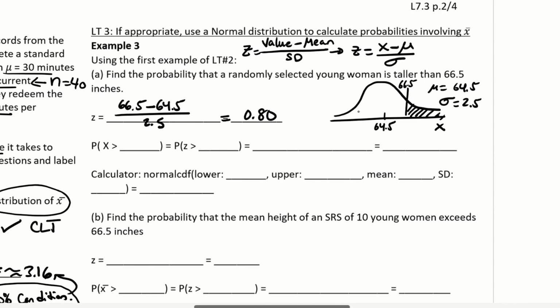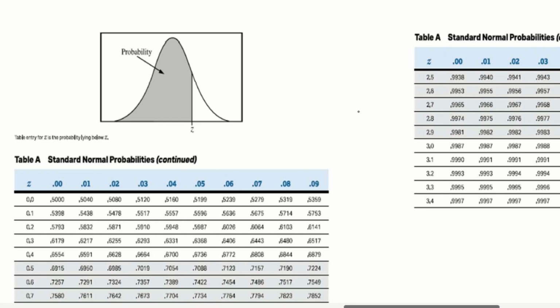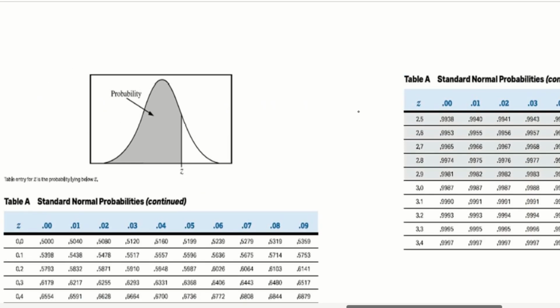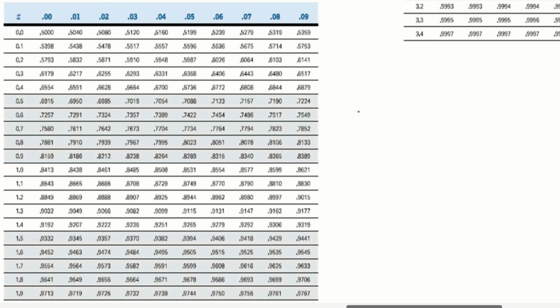So now the probability that x is greater than 66.5 is equal to the probability that z is greater than 0.80, which is what we calculated. We're going to use the normal distribution table to calculate this. Remember, the normal distribution table gives you the area to the left. So if I want to find the area to the right, I need to subtract from 1. We got to keep that in mind. So we got 0.80, you see that here, and therefore the area is 0.7881. Okay, so that's the area.